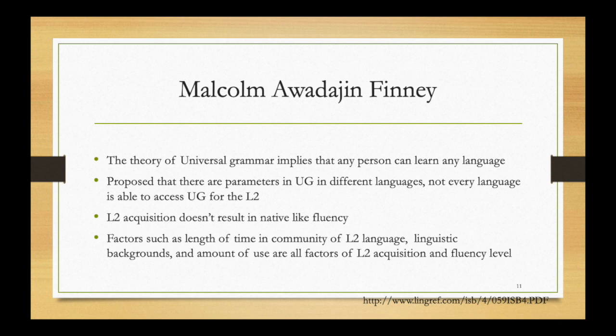Malcolm Finney researched how universal grammar is related to learning syntax in a second language. The general theory of universal grammar, UG, implies that any person can learn any language because we have this innate ability to learn language. Finney applied UG to second language learning and brings up the idea that UG falls short when learning a second language. He proposed that there are parameters in UG in different languages and that not every language is able to access UG for the second language.